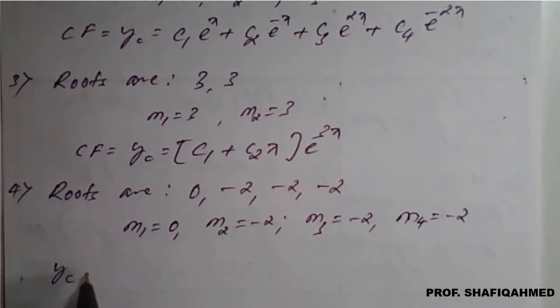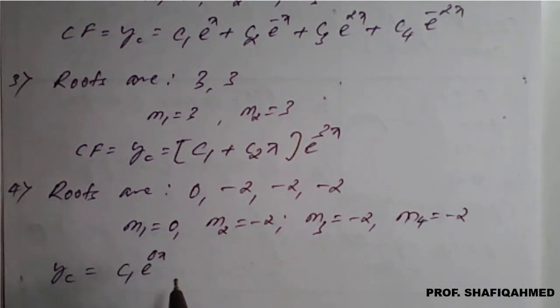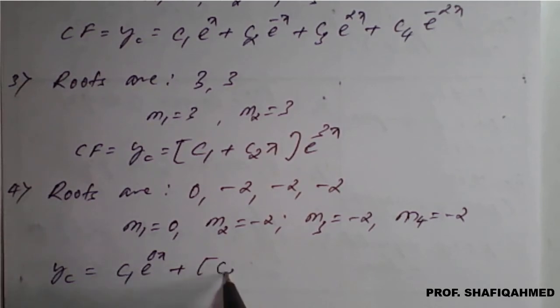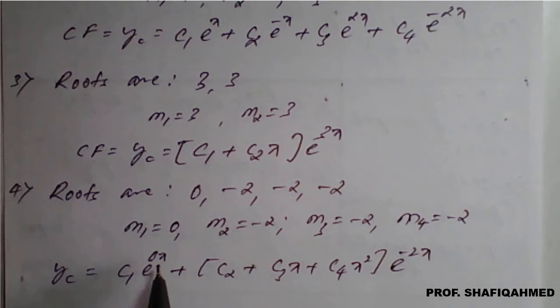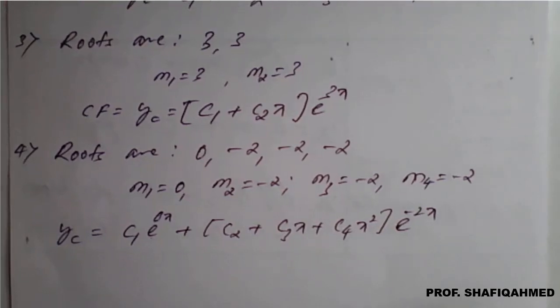So how to write the complementary function for this? yc is equal to, for the first, different root, c1 e raised to 0 into x, plus, for these three same roots, put a bracket: c2 plus c3x plus c4x square, into the common e raised to minus 2x. In this way we have to write the roots, the common part like that, and the different one separately, with addition between. But e raised to 0 into x is e raised to 0, which is 1, so only c1 will come here. So right now it is okay, you have to understand like that.